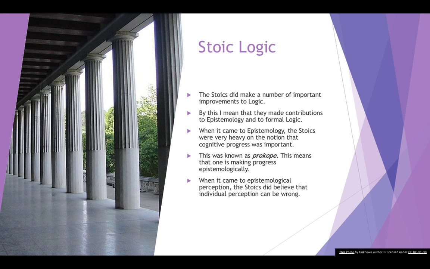When it came to epistemological perception, like how we perceive things, the Stoics believed that people can see things that are not there, so they can get things wrong when it comes to their perception. They specifically cited things like hallucinations and dreams as examples of so-called phantasma, these individual perceptions that were actually wrong.